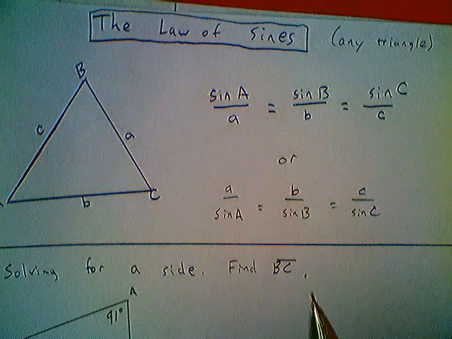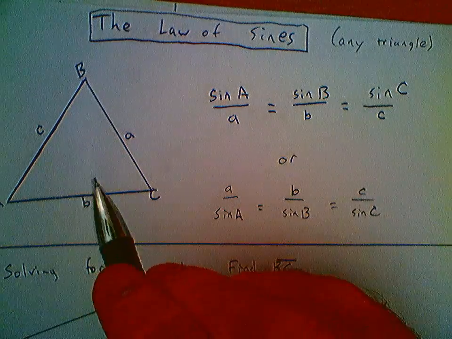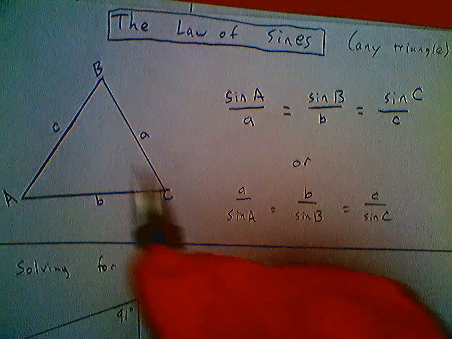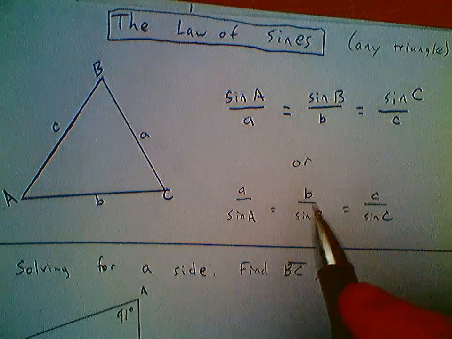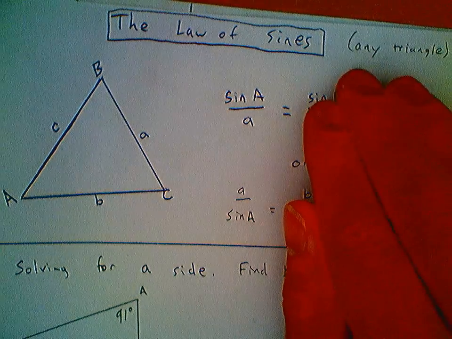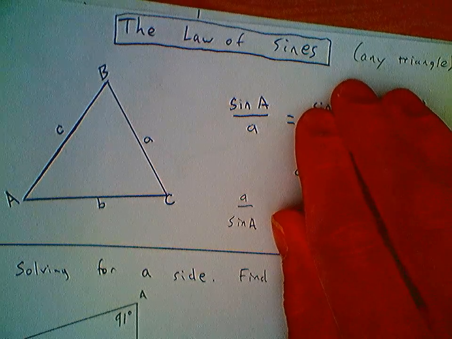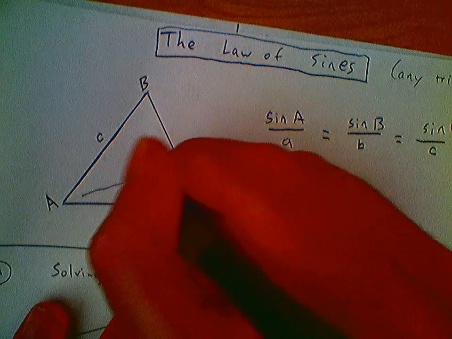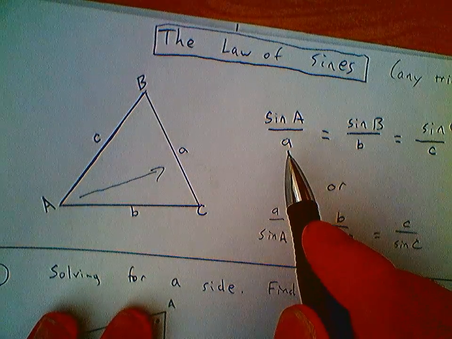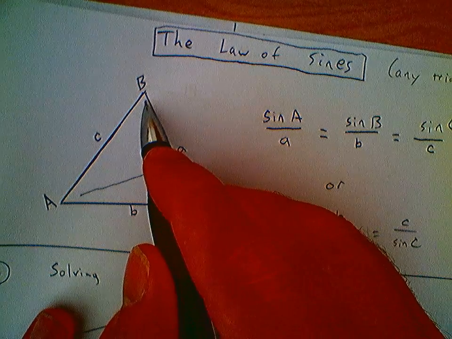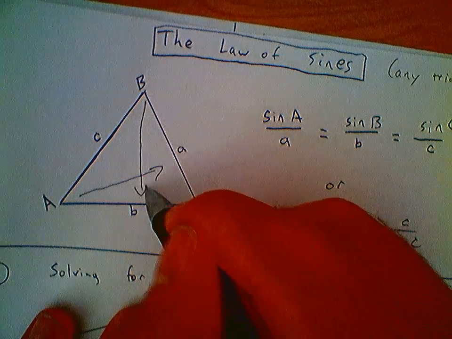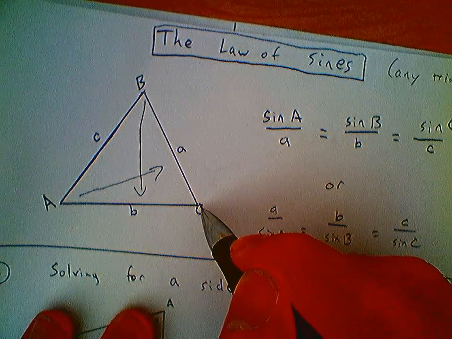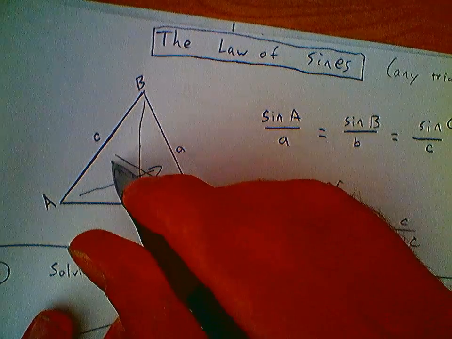So what this law does is relate the sine of each angle in the triangle to the side across from that angle. And what this law does is it sets up a ratio using the sine of each angle and the side opposite it. So sine of A over A is going to be the same thing as the sine of B over the side opposite it. And the same thing is true for the sine of angle C and the side opposite it.